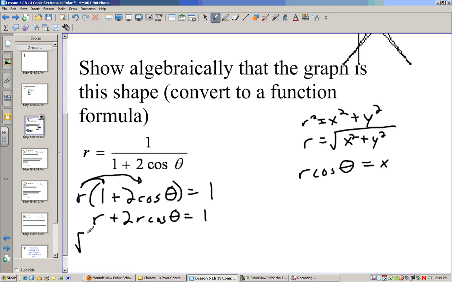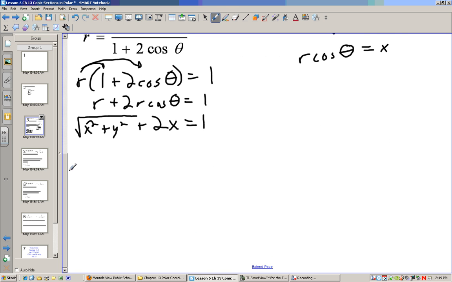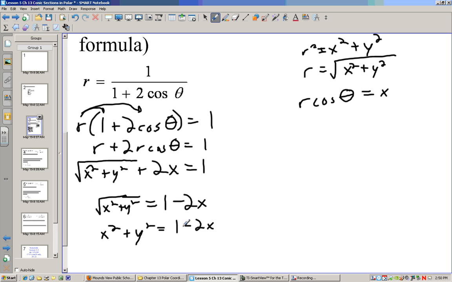R is now the square root of x squared plus y squared, and r cosine theta is now x. So now we have to solve this a little bit further. I can subtract 2x on both sides, so the square root of x squared plus y squared is equal to 1 minus 2x. Now I will square both sides, so x squared plus y squared is equal to (1 minus 2x) squared.